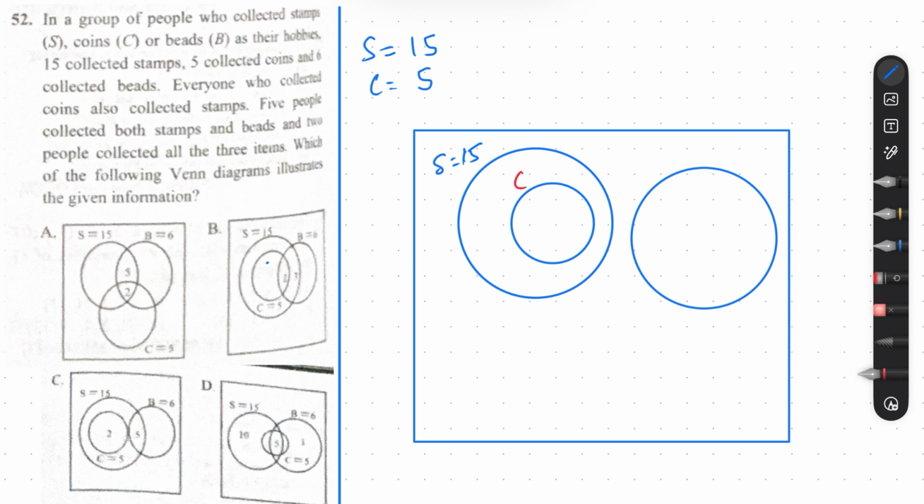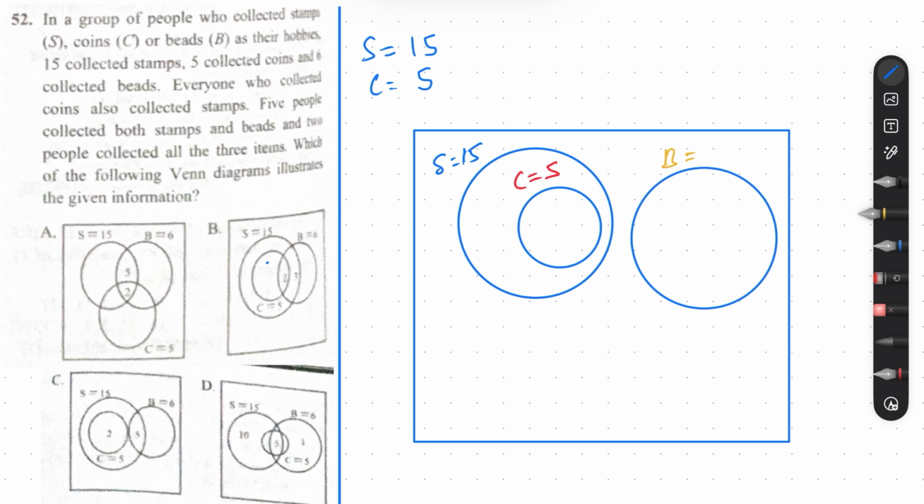And then that equals 5. Now let's bring it right here. Now it says everyone who collected coins also collected stamps. That is what we've done. It says 5 people collected both stamps and beads. So that means our third circle right here will be beads. Now it says 5 people collected both stamps and beads, and 2 people collected all 3 items.